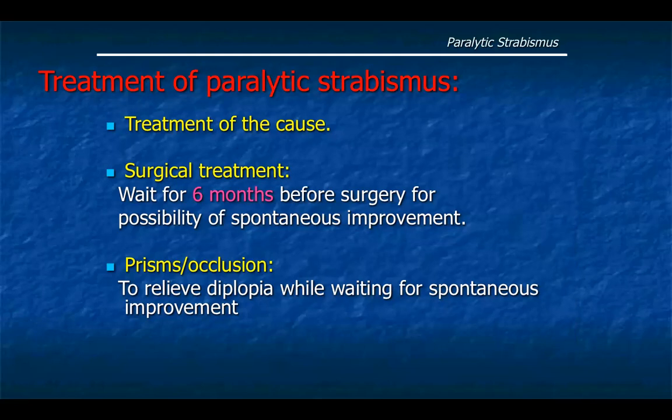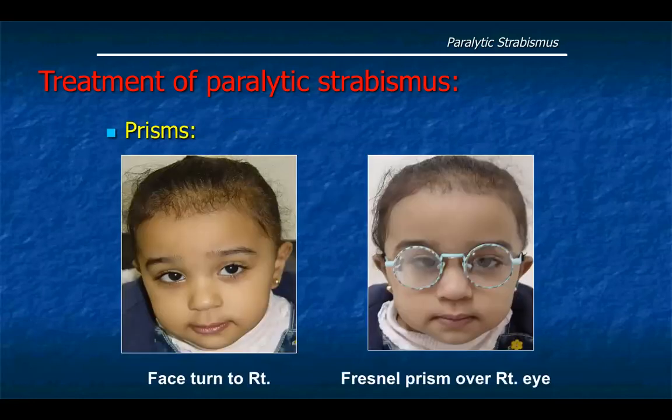However, for any case of paralytic strabismus, we have to wait for 6 months before surgery for the possibility of spontaneous improvement. While we are waiting for spontaneous improvement, to avoid a persistent compensatory head posture, the patient could either patch one eye, or better, prisms can be used to relieve diplopia while waiting for the spontaneous improvement of the paralysis. So this is treatment of paralytic strabismus by prisms.